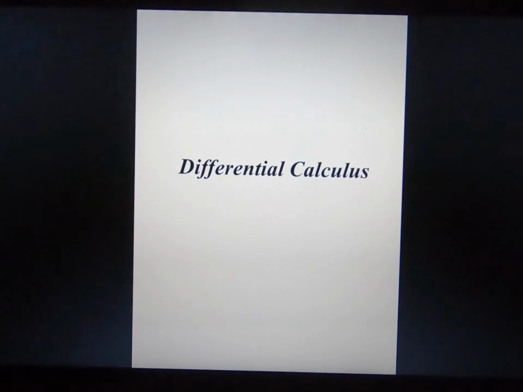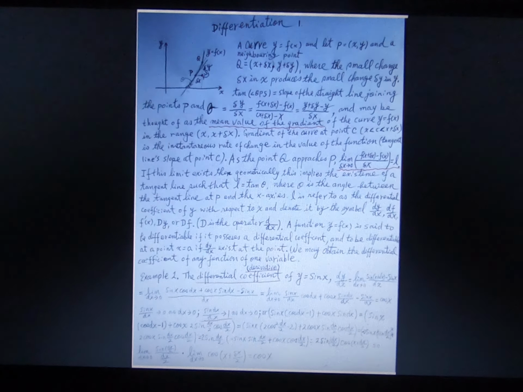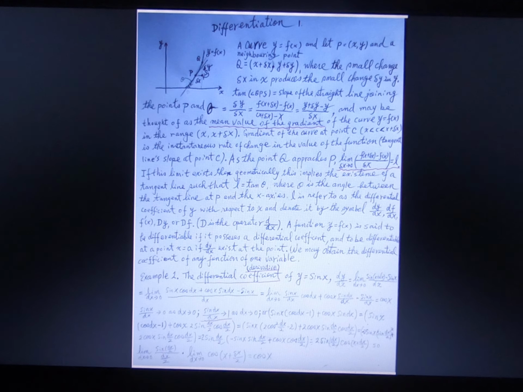Differential calculus. So differentiation, you can consider this as the mean value of the gradient, like this. And it's actually a limit when delta x is going to 0. That's another way of looking at it.